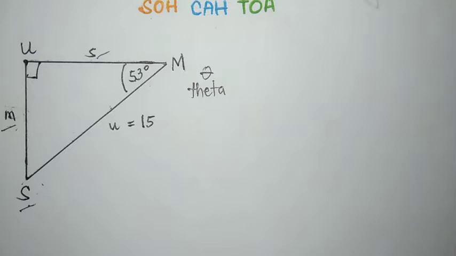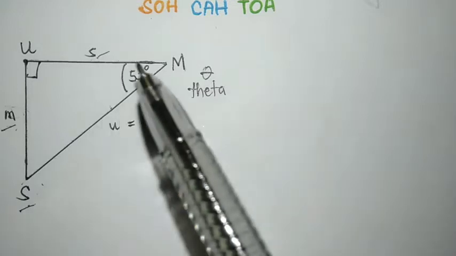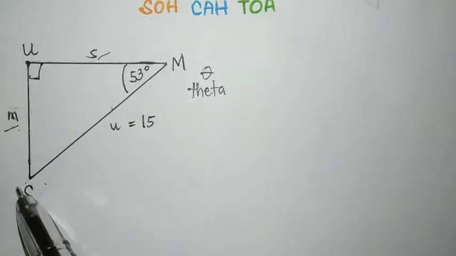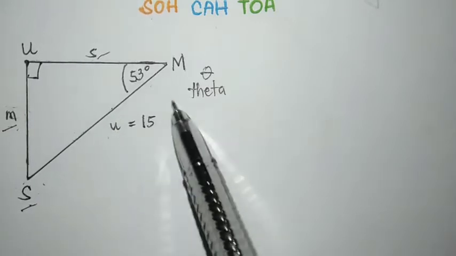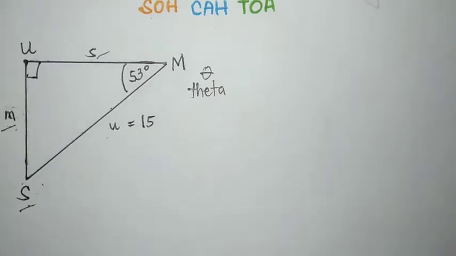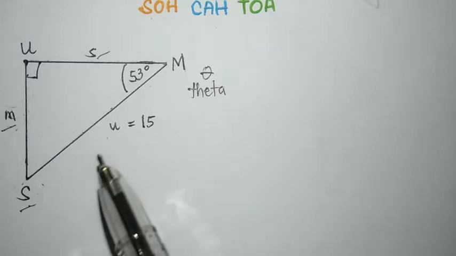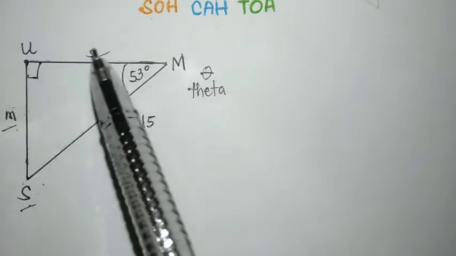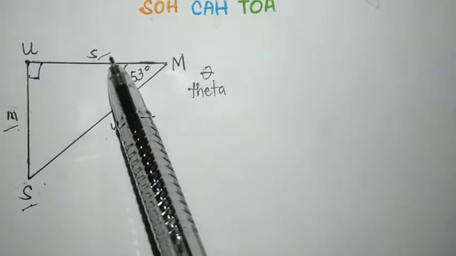And remember, doon sa part 1 natin, itinuro ko sa inyo kung paano i-identify ang mga sides, kung ano ba ang tawag sa mga sides of a right triangle. And the longest leg is the hypotenuse. So, therefore, ito yung given ng hypotenuse natin. U is equal to 15. Alright? So, what are we going to do first is, hanapin muna natin alin dito sa dalawa. So, syempre, unahin natin si S.